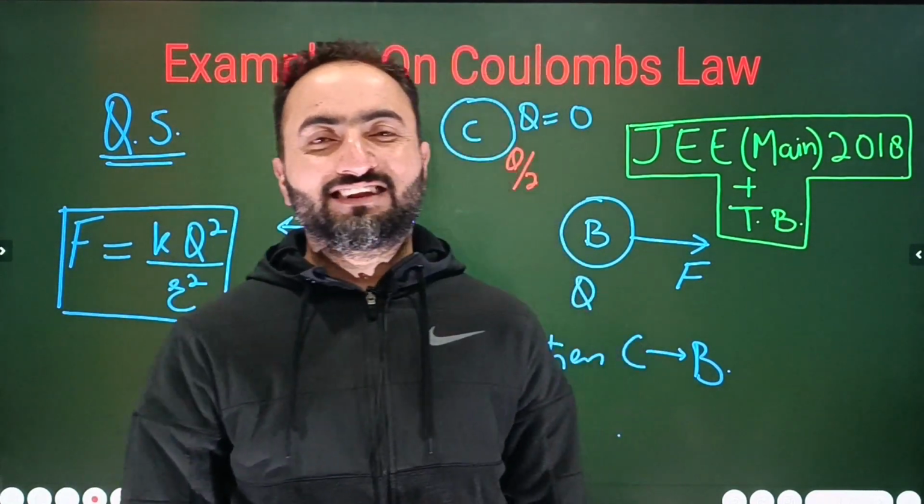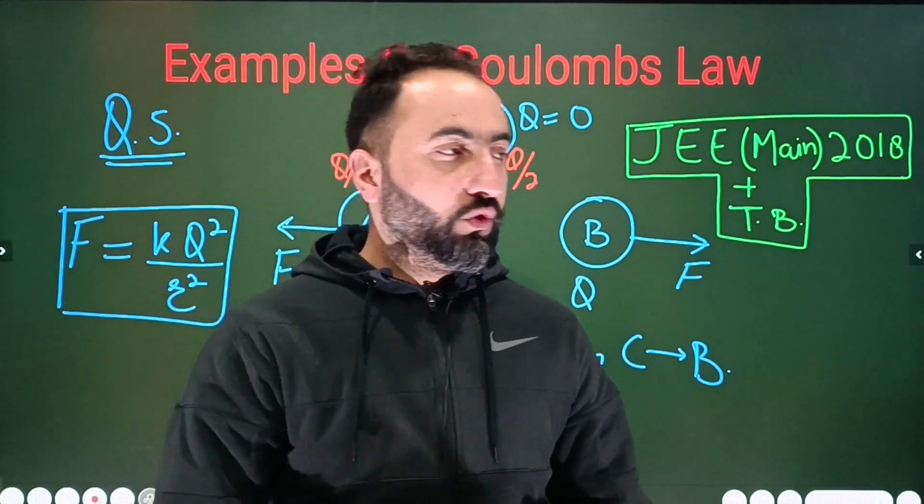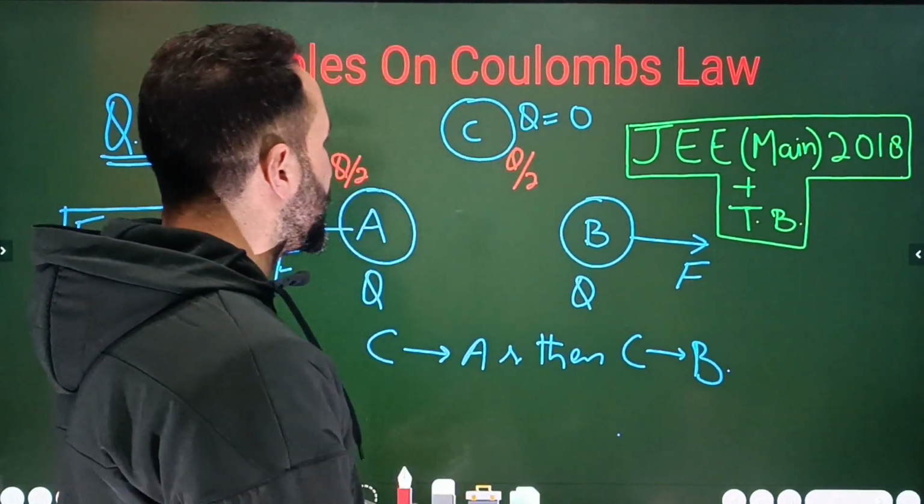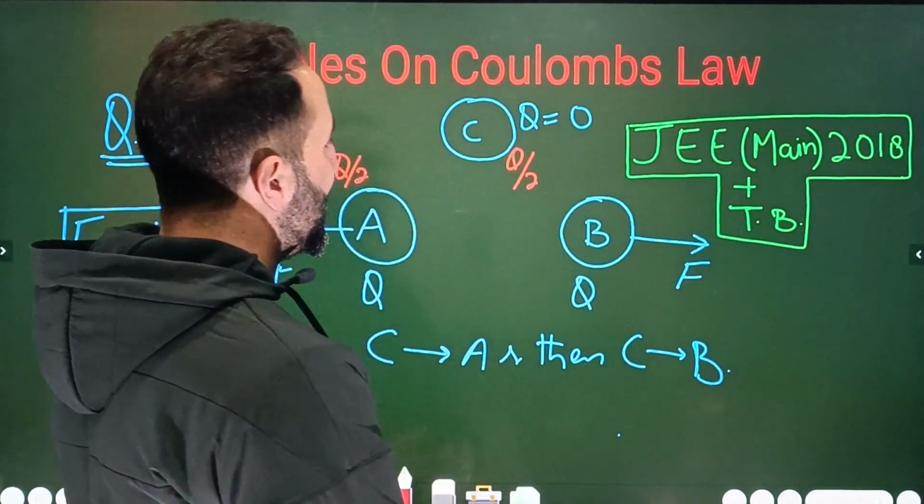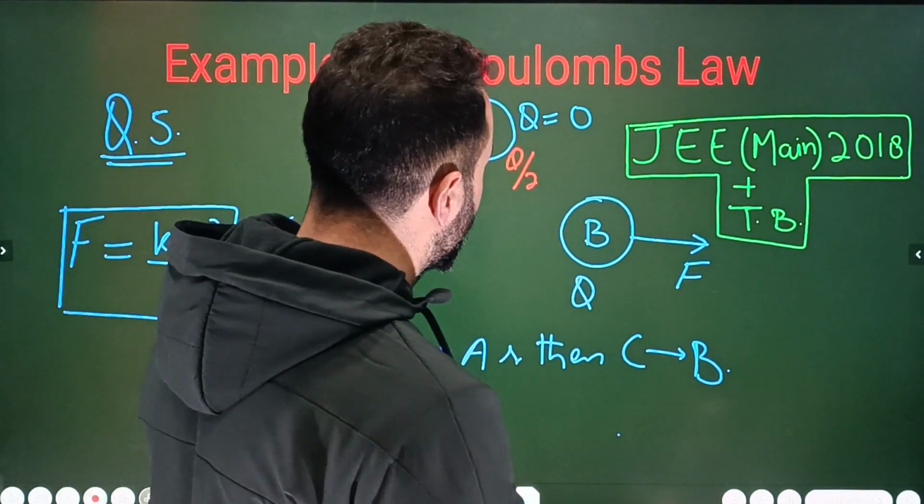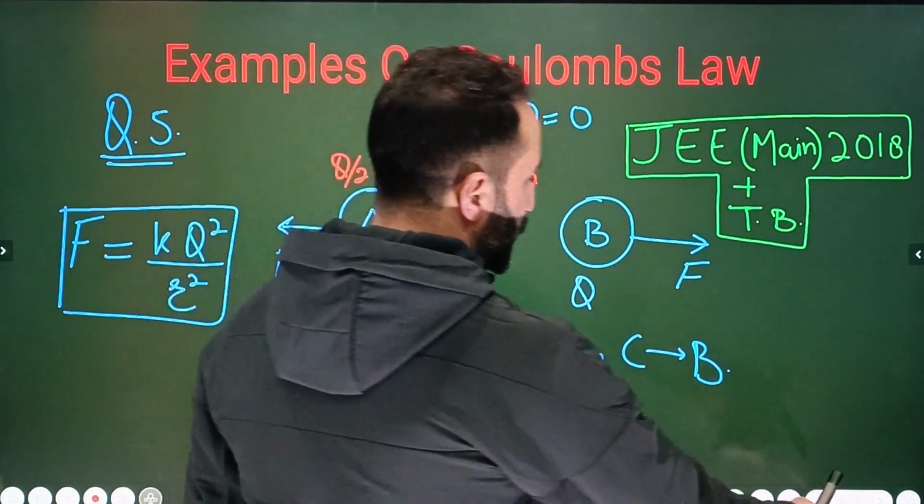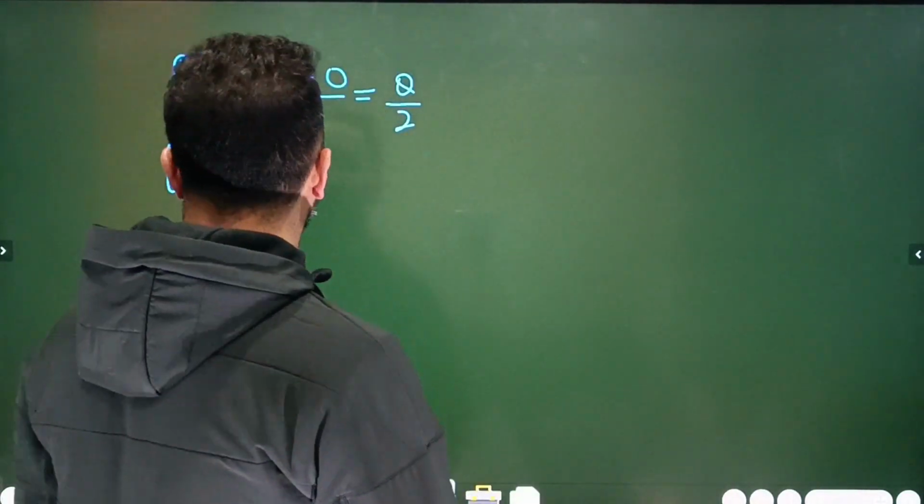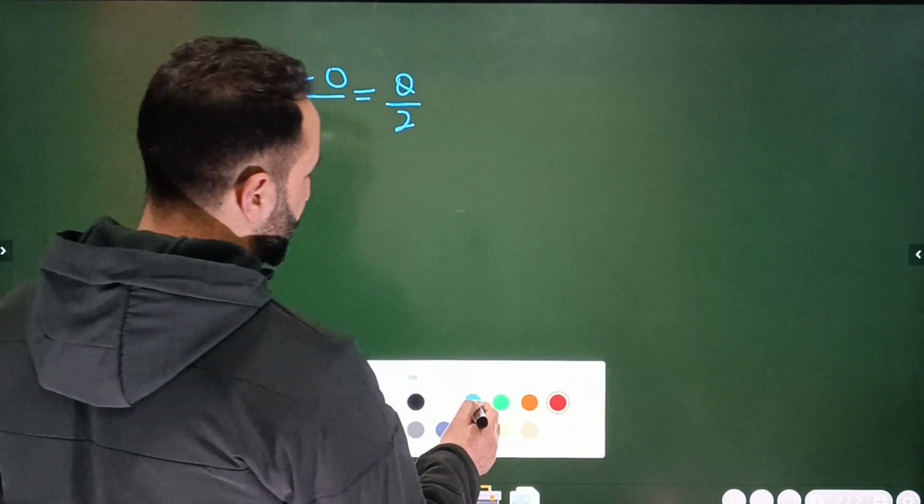Now next what is done is that the C and B are attached to each other. When the C and B are attached to each other, the charge will flow from B to C till their charges become the same. So what we are going to do is calculate the charge of the B. All right? So pay attention here. So let's try to calculate the value of the charge on the B.